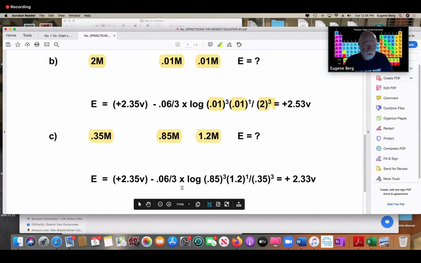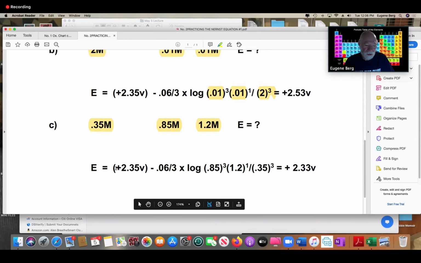Okay, so plugging in the Nernst equation, the voltage is equal to, again, the standard voltage minus 0.06 divided by the number of electrons being transferred, log of products over reactants. So the products are 0.85, but it's got to be cubed because of the 3 exponent, and 1.2 to the first power, and the reactant 0.35 has got to be cubed.